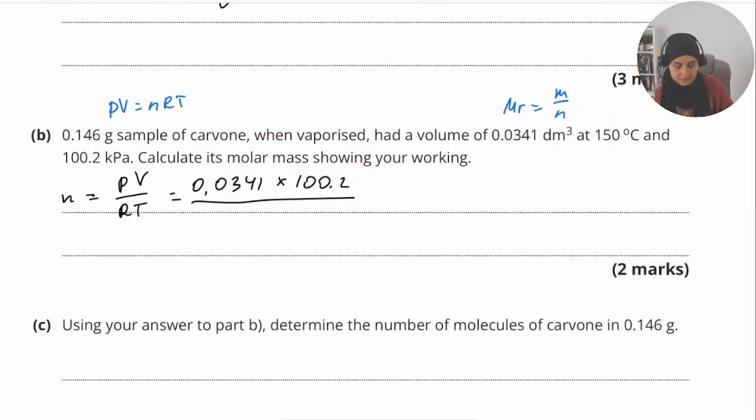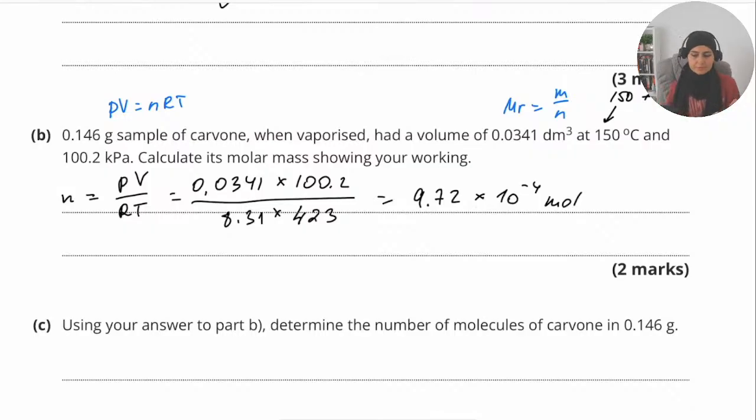Over R, the gas constant 8.31, and temperature must be in Kelvin. So 150 Celsius. Remember, to convert to kelvins, it's 150 plus 273, which is 423 kelvins. And then I calculate 100.2 times 0.0341 over 8.31 times 423. So that is 9.72 times 10 to the negative 4 moles.